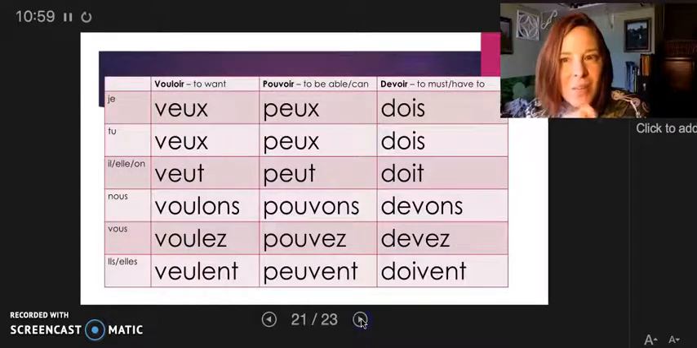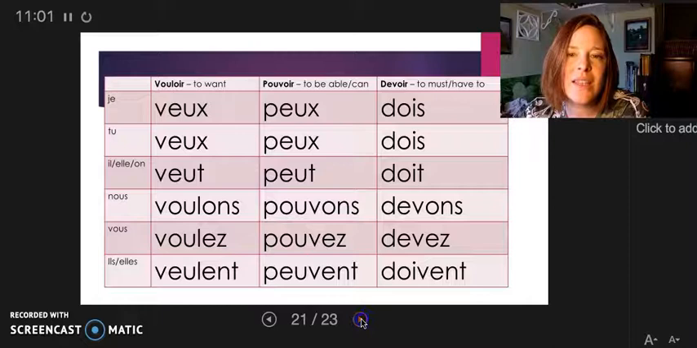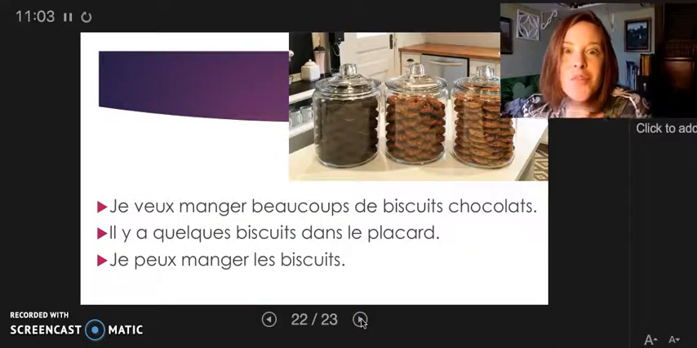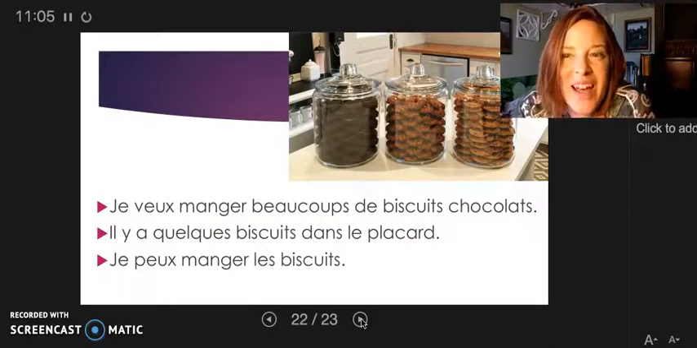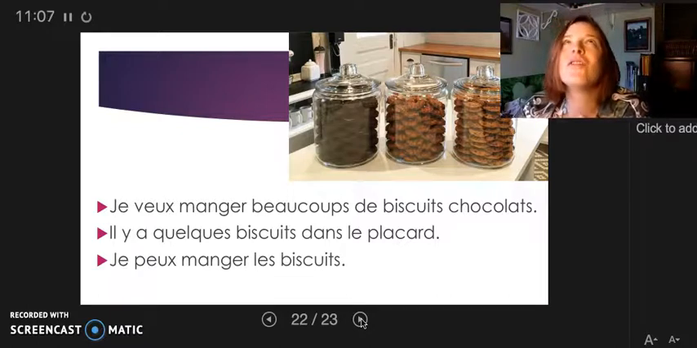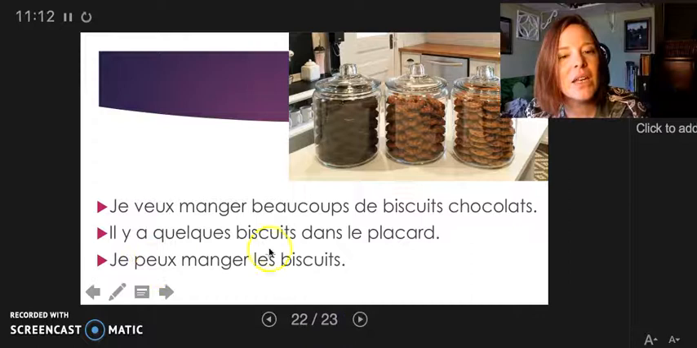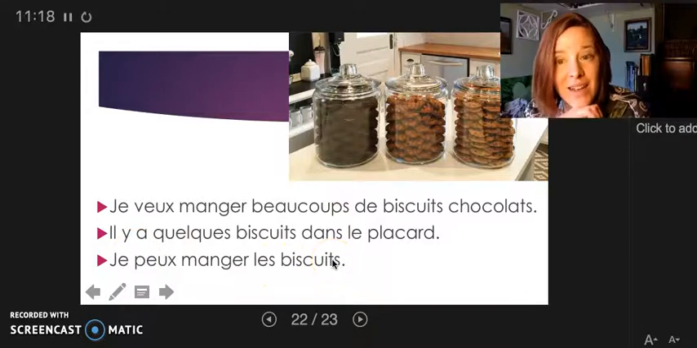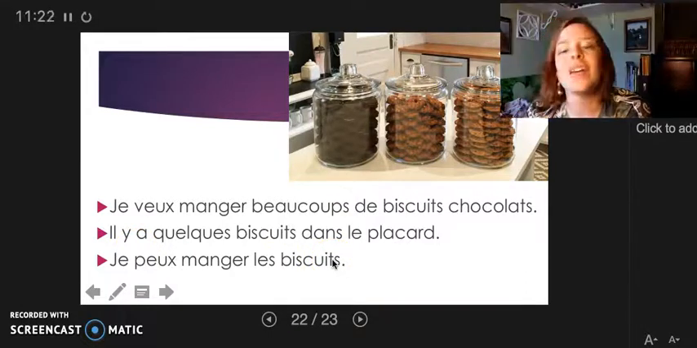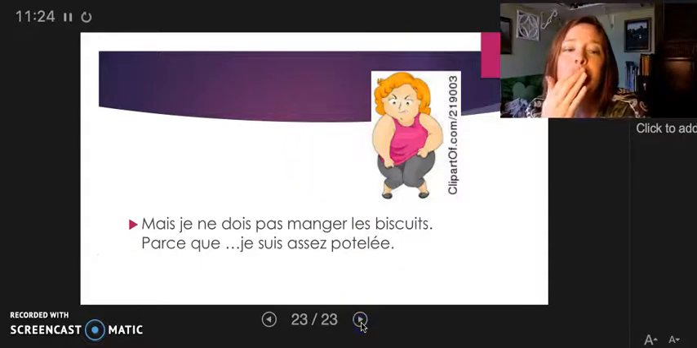I love these verbs because then you wind up being able to say things like je veux manger beaucoup de biscuits de chocolat, which of course, if you know me, j'adore manger les biscuits de chocolat. And here we have il y a quelques biscuits dans le placard. Look at these lovely cookies. Je peux manger les biscuits. I can eat them because look, they're there. I want to eat a lot of them. There are some there. I could eat them.